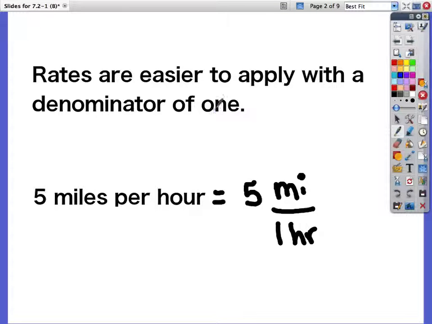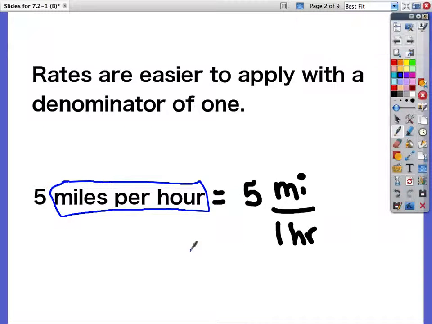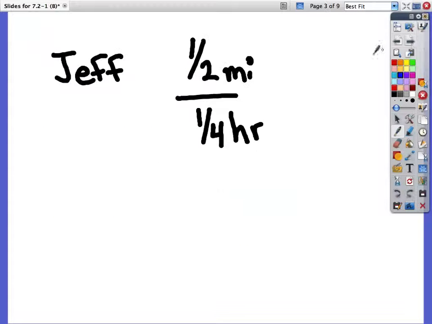But real quick, the reason we're doing this is because rates are easier to apply when they have a denominator of 1. For example, this 5 miles per hour, this portion right here is the rate, miles per hour. And this is miles per 1 hour, however many miles it says, so 5 in this case, per 1 hour. So because the denominator over here is 1, it's easier for us to understand, it's easier for us to compute with. So that's our goal, is to get denominators to 1.